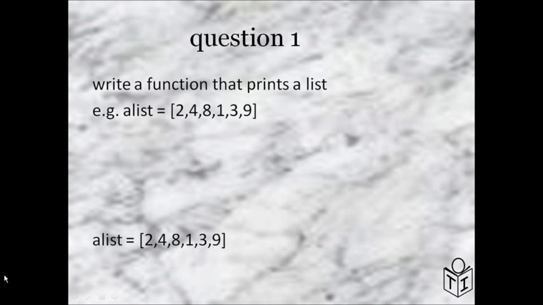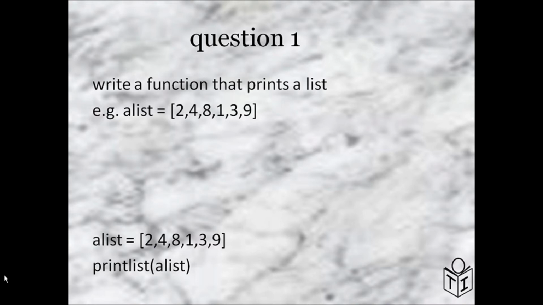Question 1 was to write a function that prints a list, and you're given an example. To create a list, we can just call it a_list equals, and then we put the numbers in the square brackets. So we need to call a function. We give it a name. Here we've called it print_list, and then we're going to pass the list. Here the list is called a_list. So we call the function by print_list, and then a_list in brackets is what we're passing.